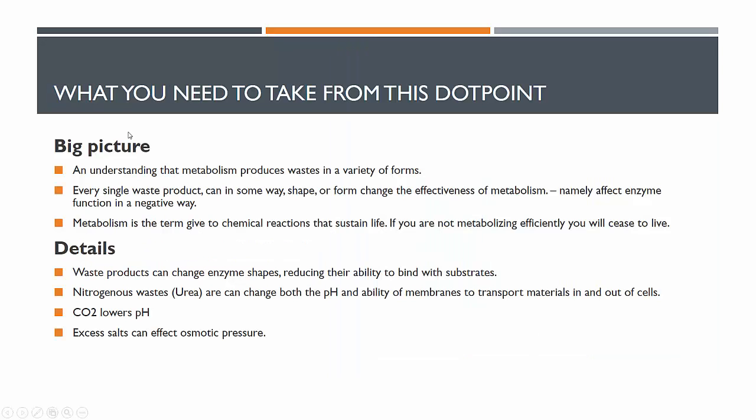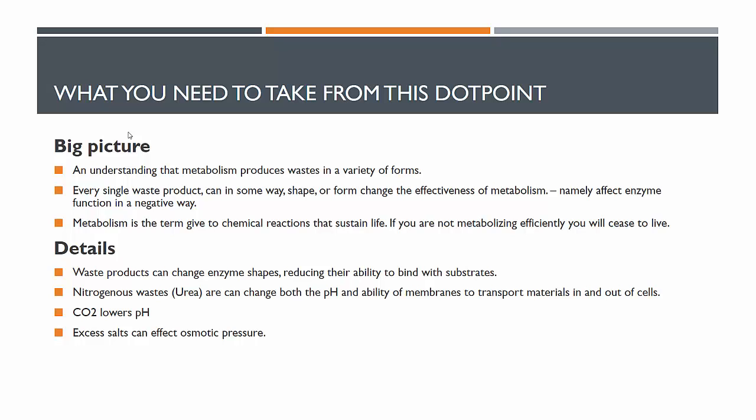Alright, so in a bit of a summary, I thought I'd make it relatively simple for you guys. We're looking for big picture understanding here. The understanding is that metabolism produces waste in a variety of different forms. Every single waste product can, in some way, shape or form, change the effectiveness of metabolism. Namely, that they affect enzyme function in a negative way, changing the shape, reducing their ability to bond with substrates, lots of different ways.